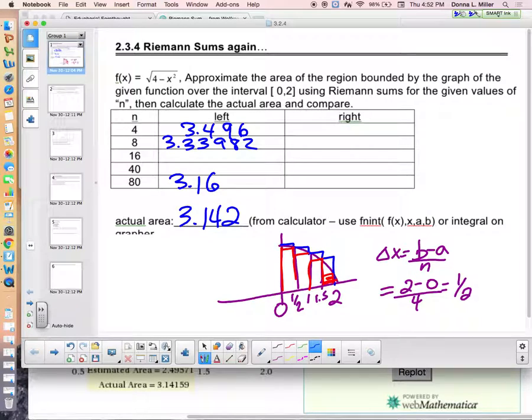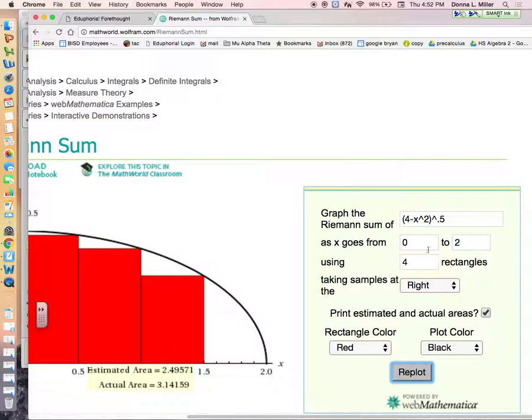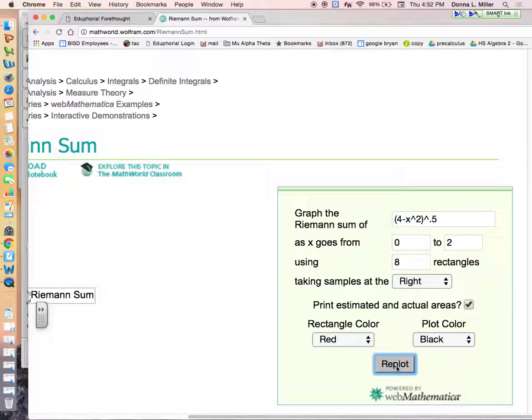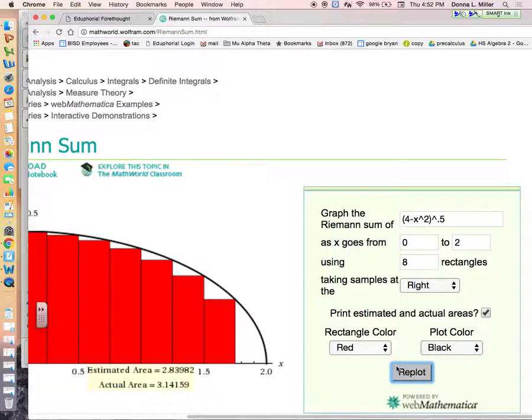I'm not going to do all of these. I'm sure you guys could do these. I'm just going to go through. I just want to look at it. So you see that that's actually under the area, and it'll get closer and closer to the area, but it won't actually get there unless we have an infinite number of rectangles. Okay, so let's do, here's 8. So 2.839.